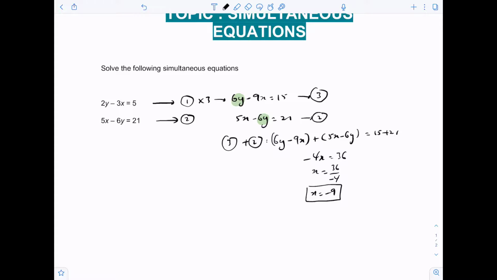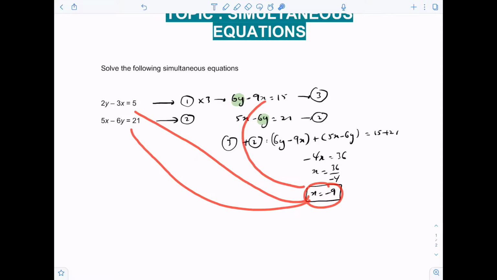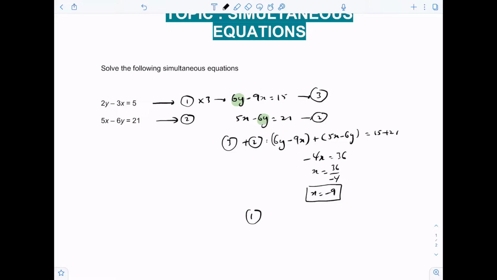Now we can find y. How do we find y? We can use this and input it into any of the equations, 1, 2 or even 3. Okay, let's use equation 1. So we'll have 2y minus 3x equals to 5. 2y minus 3 times negative 9 equals to 5.